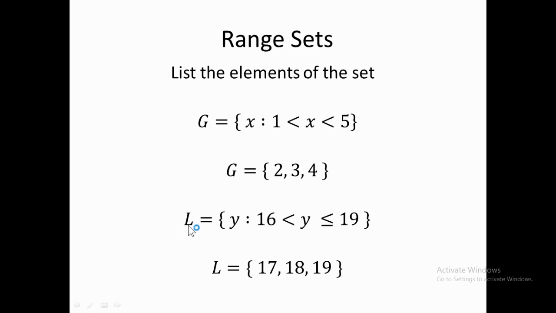If you look at the set L here, given that the elements in set L are Y, such that 16 is less than Y, that means Y is greater than 16. Those elements are greater than 16. They're not starting from 16. But Y is less than or equal to 19. So 19 is also included. That means the elements in this set are 17, 18, and 19.